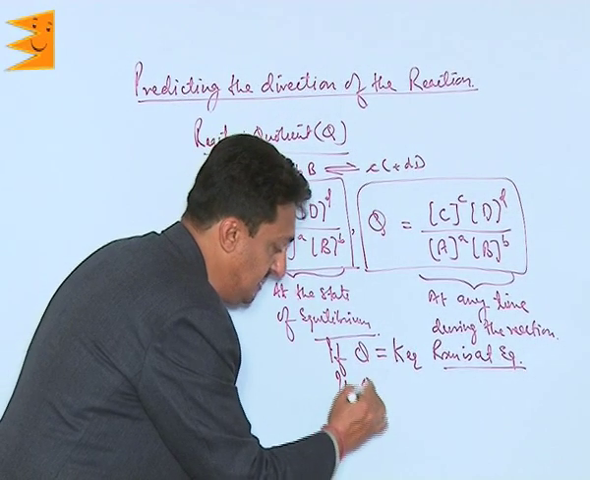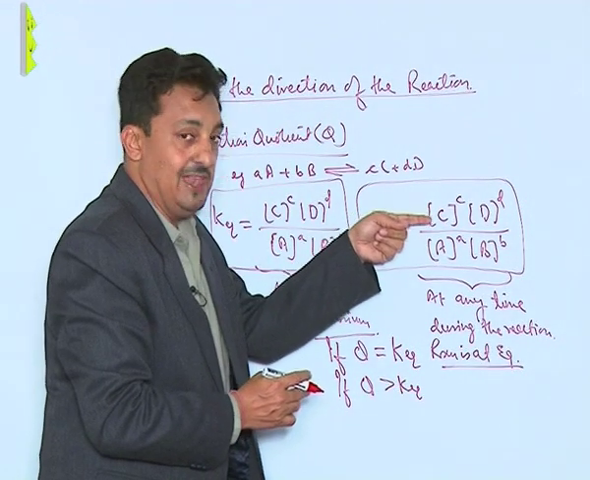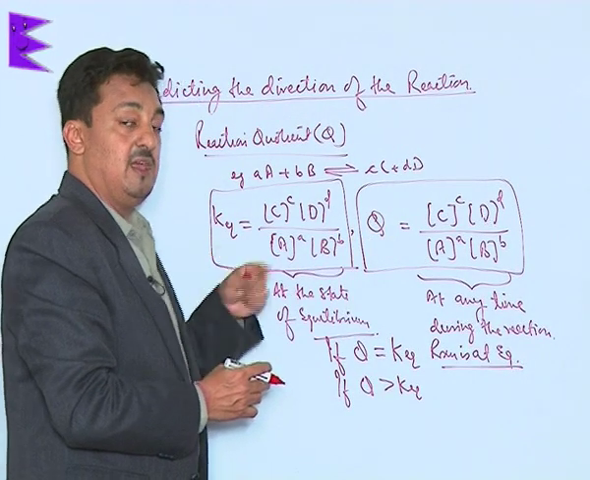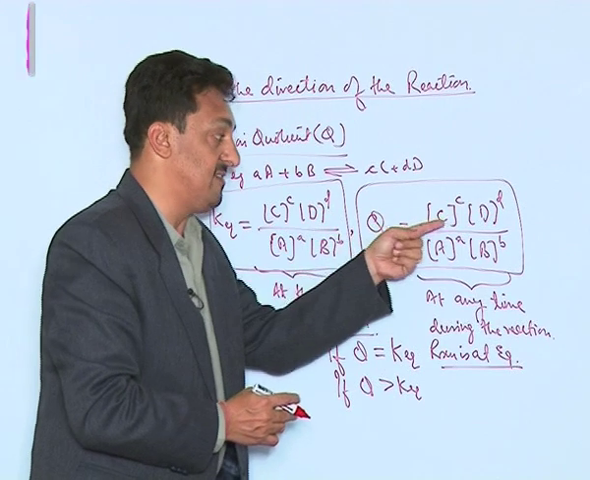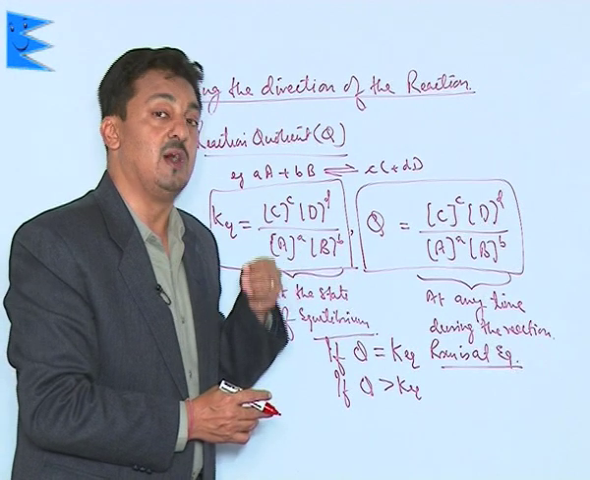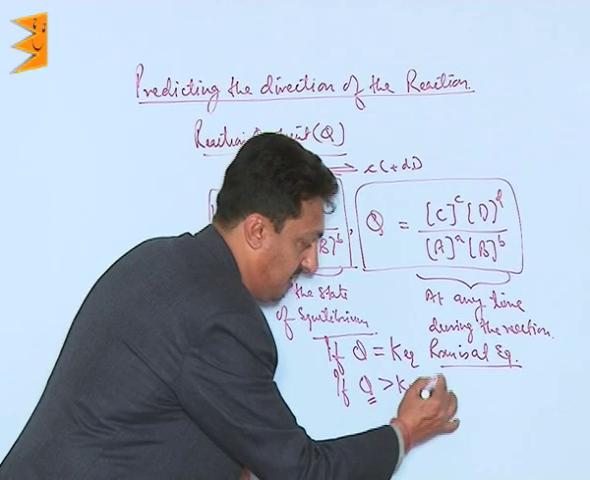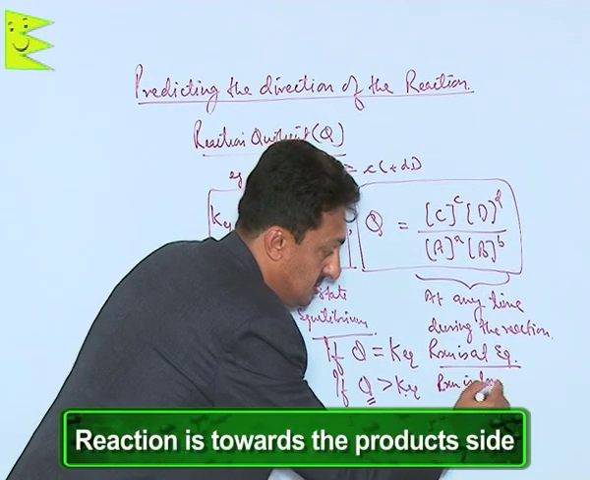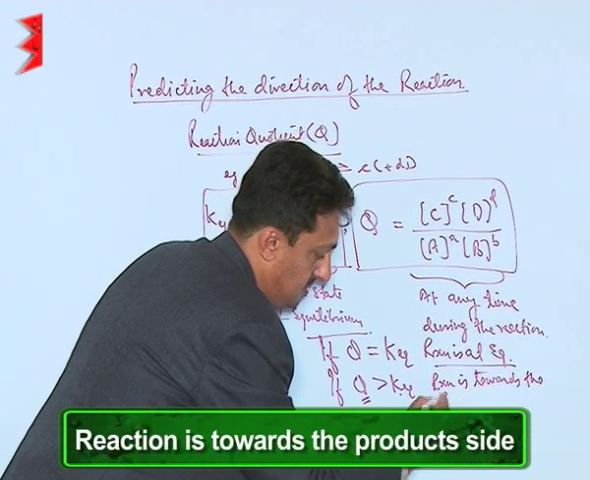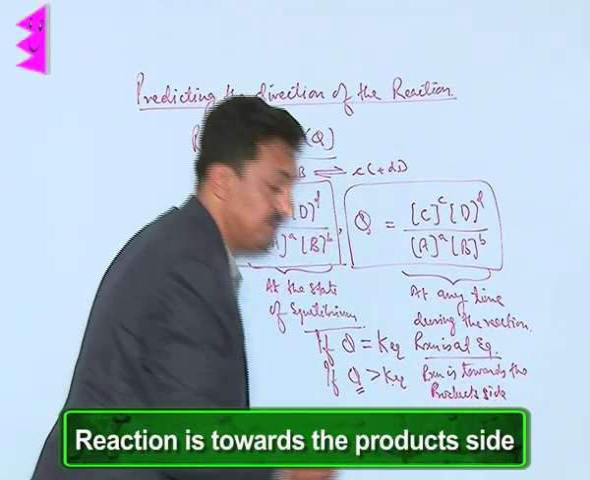If this Q is greater than K equilibrium, what does it mean? That means the numerator value is much more than the denominator. That is why the Q value is more than this K equilibrium. It means the reaction has higher concentrations of C and D, that is, the products. So the reaction is now towards the product side. When the value of Q is greater than the equilibrium constant K, the reaction is towards the product side, the C and D.